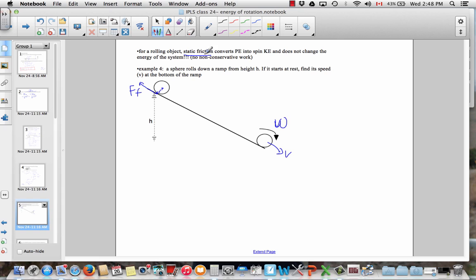Now the good news is that there's no thermal energy. There's no heat created because that point's at rest. And as a result, mechanical energy is conserved. So when we write out the work energy theorem in the modified form, energy at the beginning plus work by non-conservative forces equals energy at the end, this term is actually 0 because it's rolling. Now, the static friction is still doing work, but the work that it's doing is converting potential energy into rotational energy.